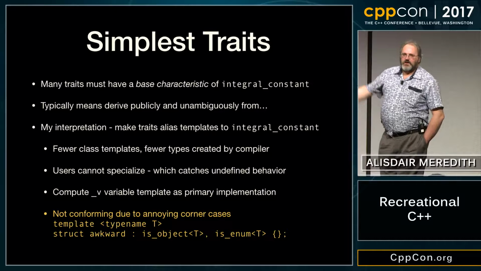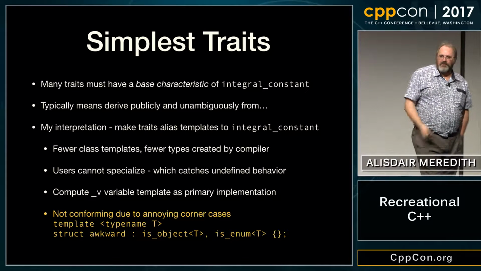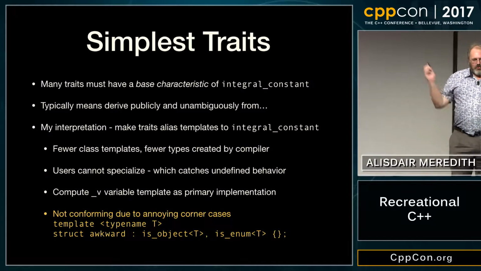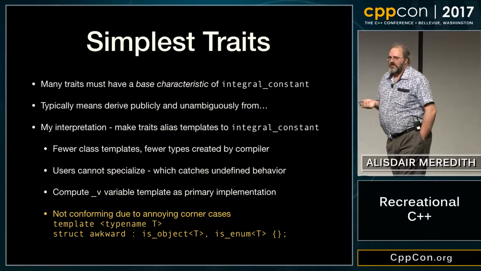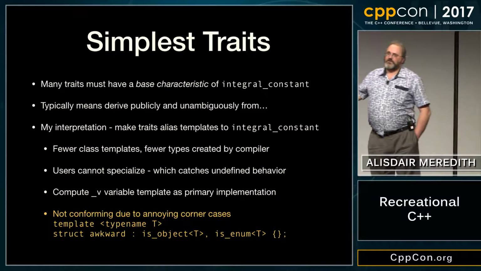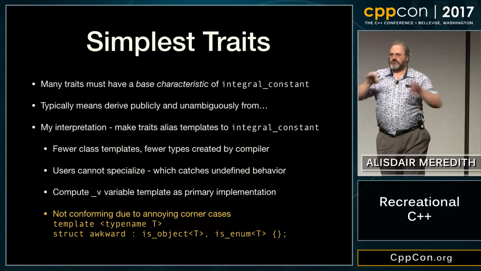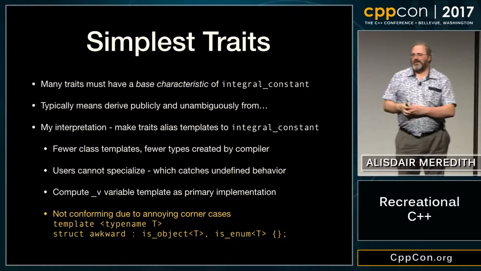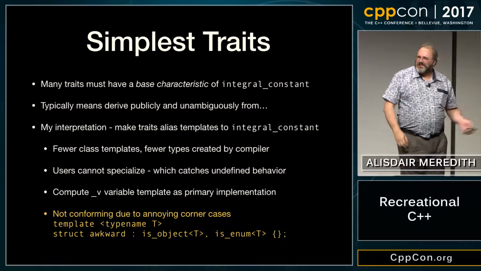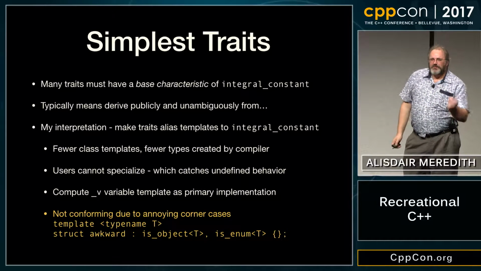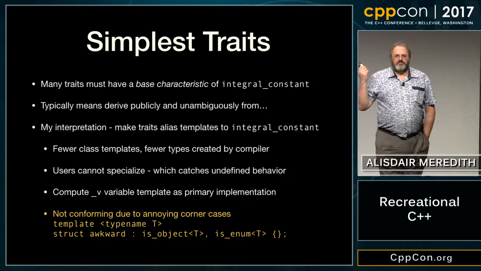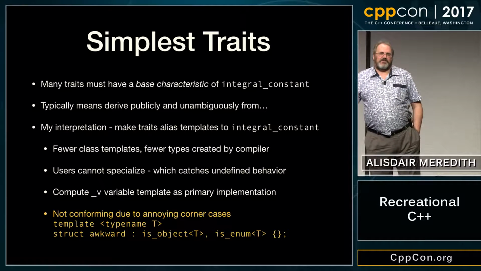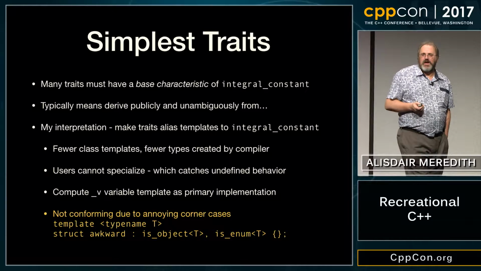But the only problem is some programs that are actually conforming will fail to compile. If you look at my awkward template here, it derives from is_object_t and is_enum_t. So if I have a reference type, both of those are false_type, and I've got duplicate base classes, which I'm not allowed. So it's a nice idea that almost but doesn't quite work. But this is recreational C++. How much do I care about that? I'm not shipping a standard library, so I'm going to do things my easy way. Thank you very much.